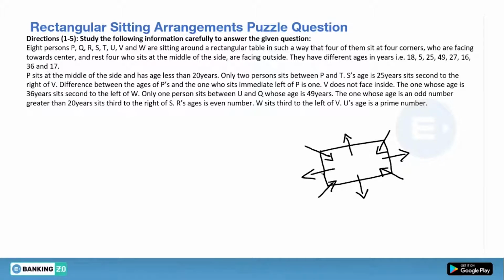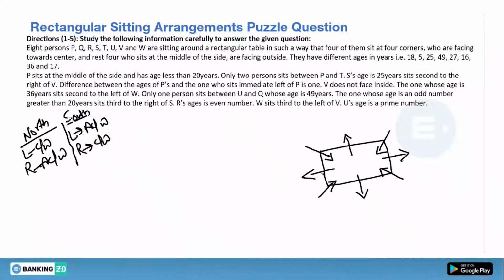Now we know that if the person is facing north, left is clockwise and right is anti-clockwise. And the opposite of north is south. If the person is facing south, left is anti-clockwise and right is clockwise. The south arrow is the outside one, the downside arrow, and the north arrow is the inside one, this one.